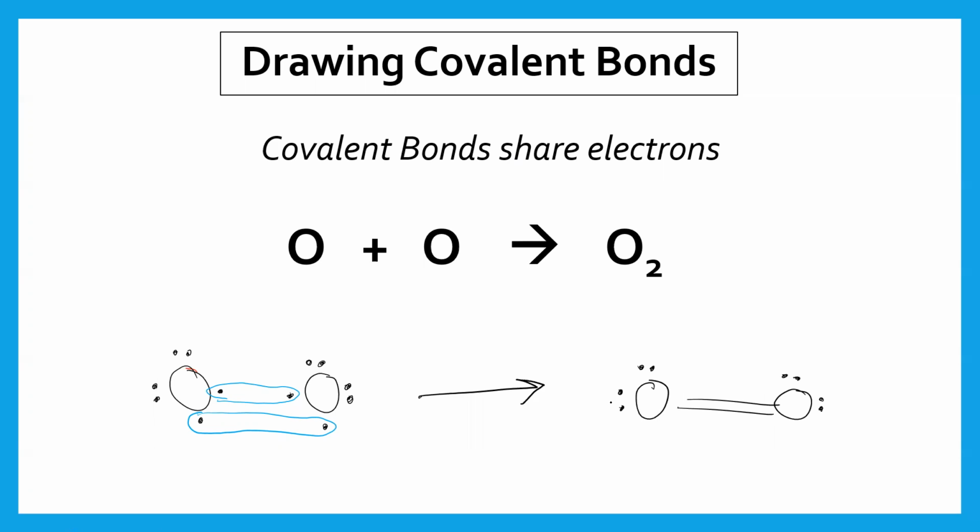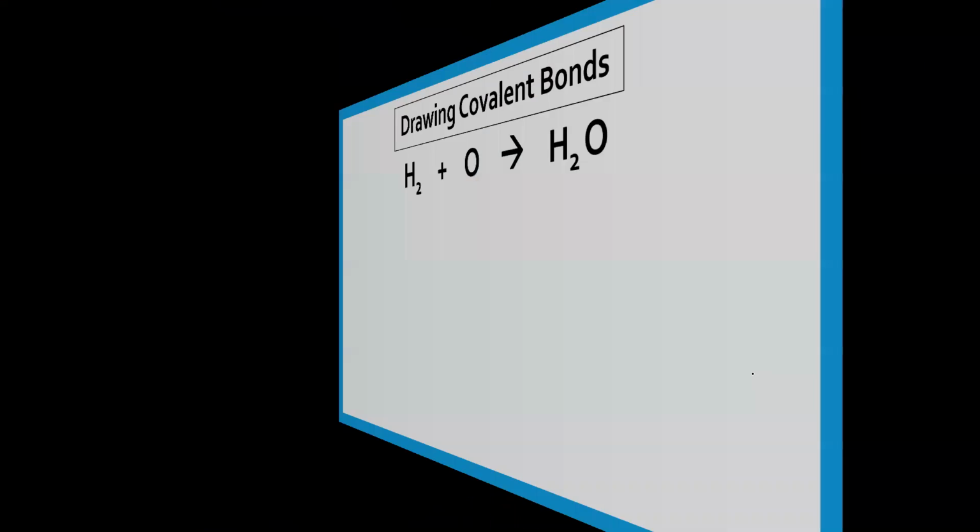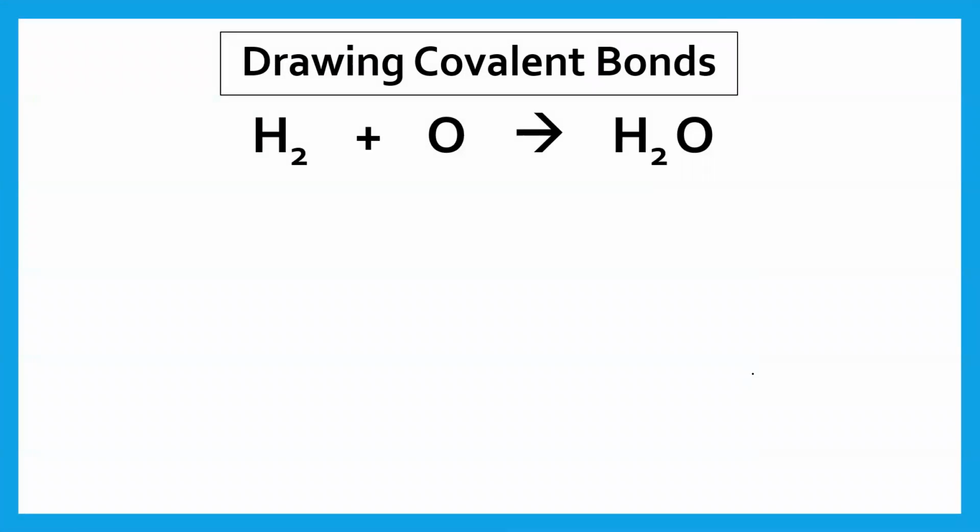Once again, if you want to check your octet, 1, 2, 3, 4, 5, 6, 7, 8 for this oxygen on the left, and 1, 2, 3, 4, 5, 6, 7, 8 for the other. So that is drawing a covalent bond, showing the sharing of electrons. Okay, let's try drawing H2, so 2 hydrogens plus an oxygen, which will yield or produce H2O, water.